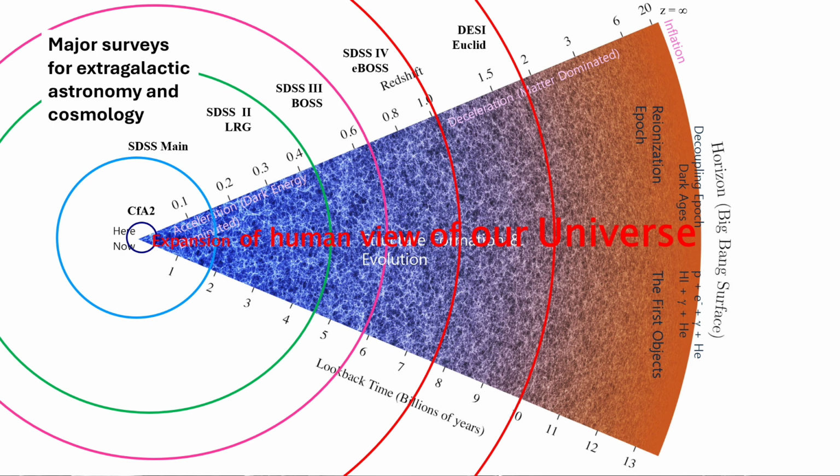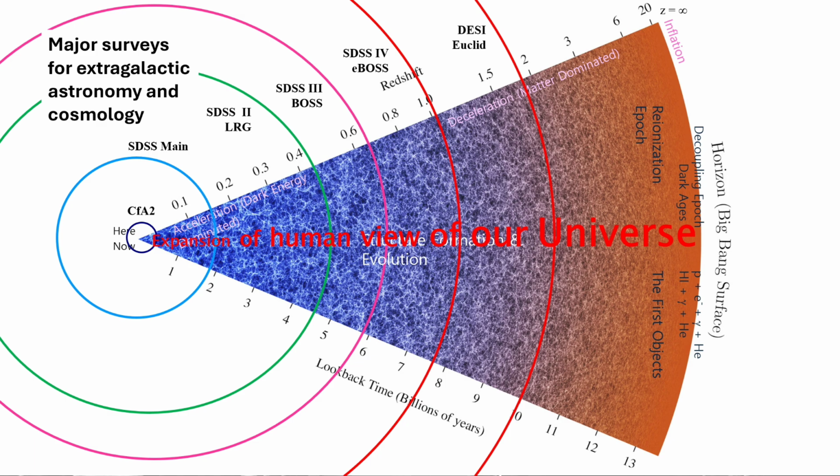And now DESI and Euclid. Euclid is a satellite, a European space astronomy mission, and DESI is a ground-based mission, and they are reaching deeper. So for regular galaxies, they reach redshift 1, and for emission line galaxies and quasars, they reach about 2, and for quasars, they go beyond. So my point is, people are observing more and more of the universe. And now you can see a significant fraction of the visible part of the universe is being observed now.